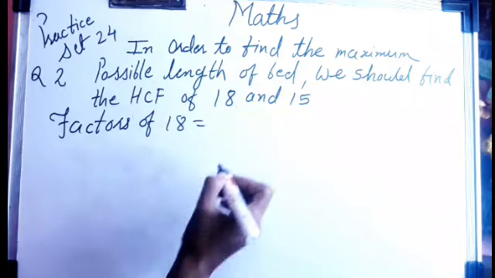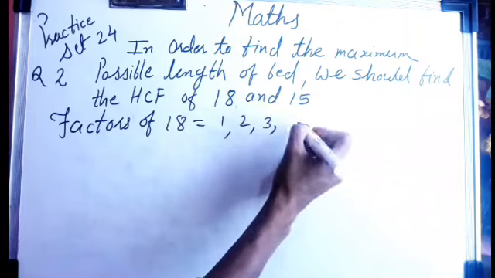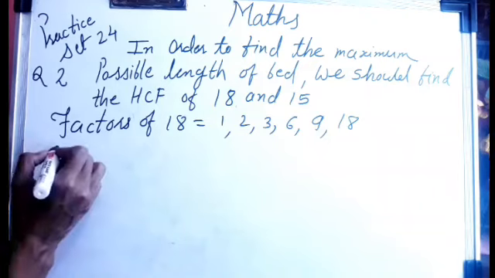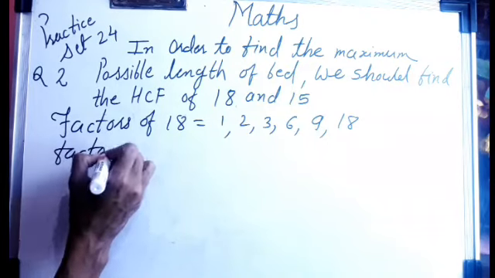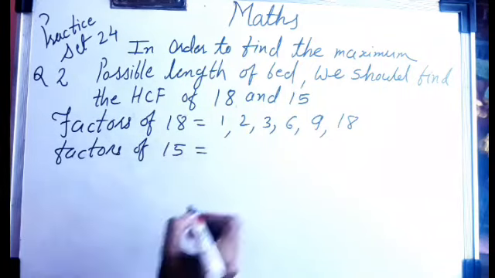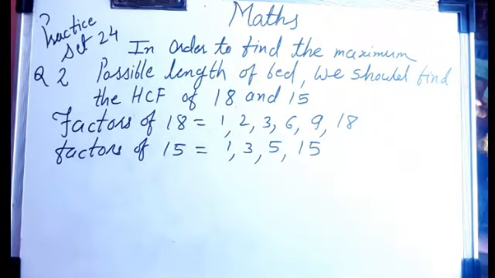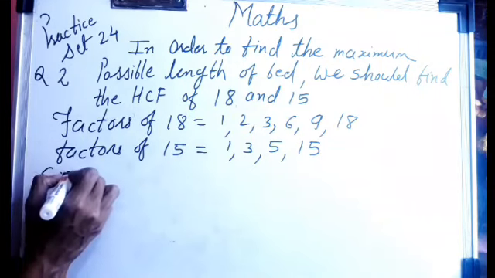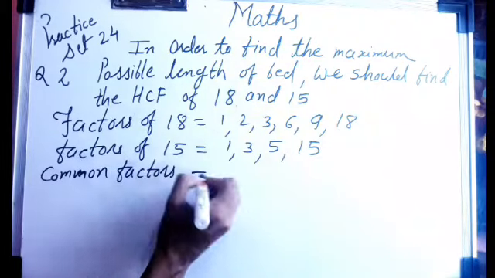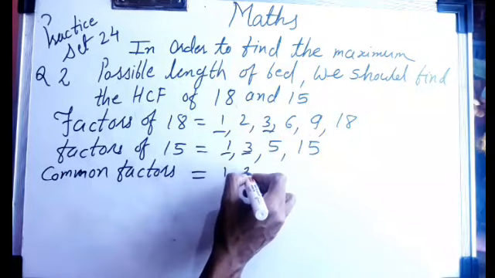So tell me first now. Here 1, always 1 should be there, then 2, then 3, 6, 9 and 18 are the factors of 18. Even you have to find the factors of 15. So factors of 15 are 1, 3, 5 and 15. After that, what do we find? Common factors. So which are the common factors here? 1 and 3.